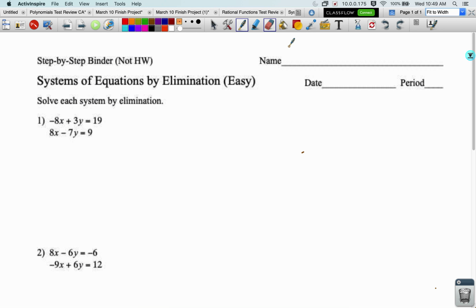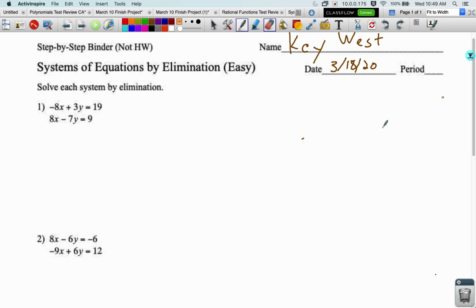Go ahead, put your name up there. This will be the answer key, so I go by Key West. Put whatever day it is that you're working on this. Today's date, I'm creating this on the 18th. And write whatever period number you're in with me.